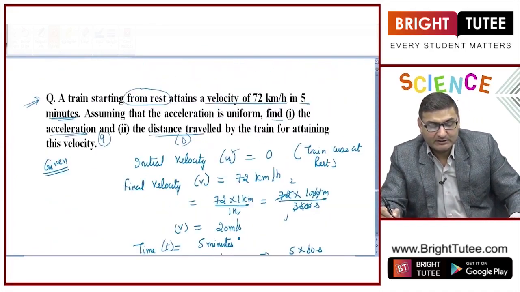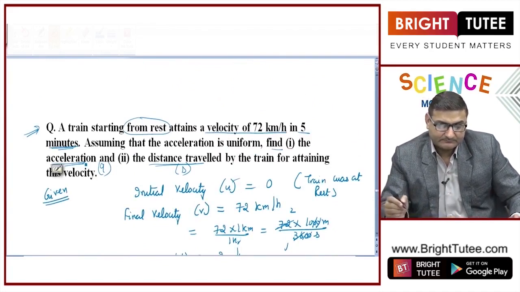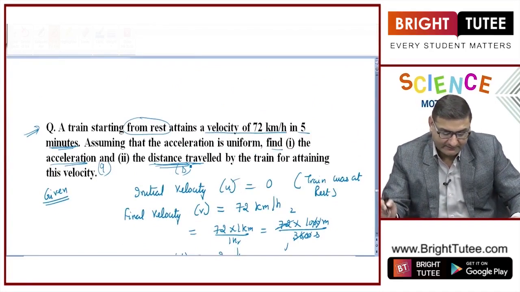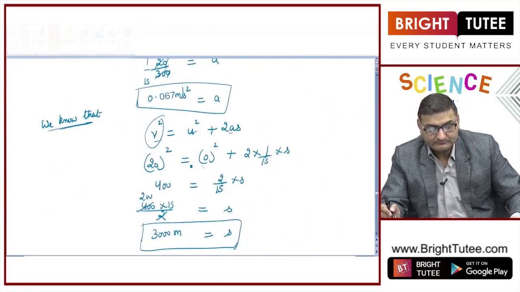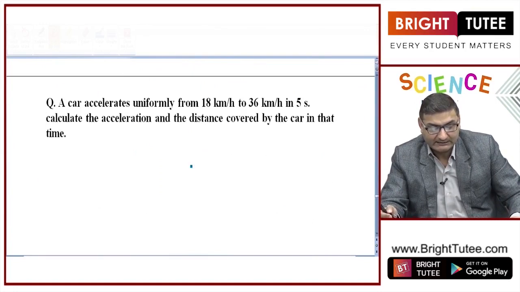So in our question, we were required to find two things, acceleration as well as the distance travelled. Both we have calculated. Clear? Fine. Easy questions, right? Just putting the values, just trying to relate.